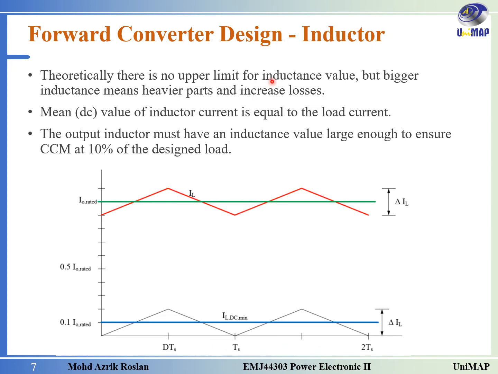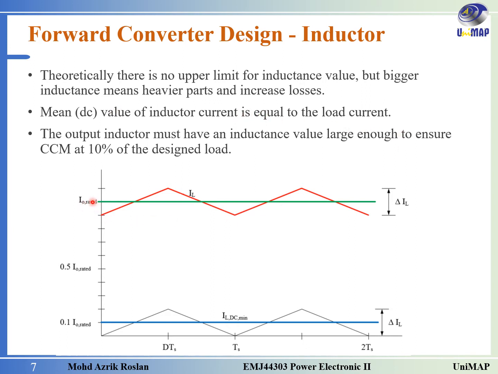Okay, now we come to the second design criteria, which is the inductor design. Theoretically, there is no upper limit for the inductor value, because if we can use the biggest inductance value, our circuit should be working fine. But the problem of having a big inductance is that it is much heavier, and it will increase the losses. So usually we will find the sweet spot and find the optimum value of inductance to make sure that our circuit works as required. Okay, the DC value of inductor current is equal to the load current.